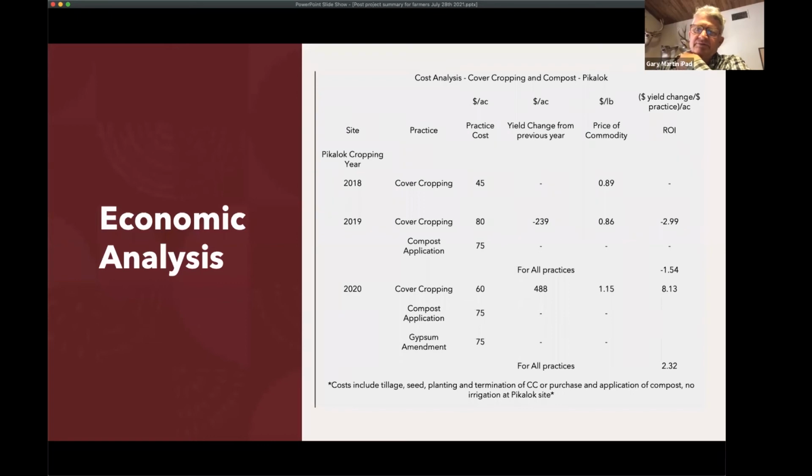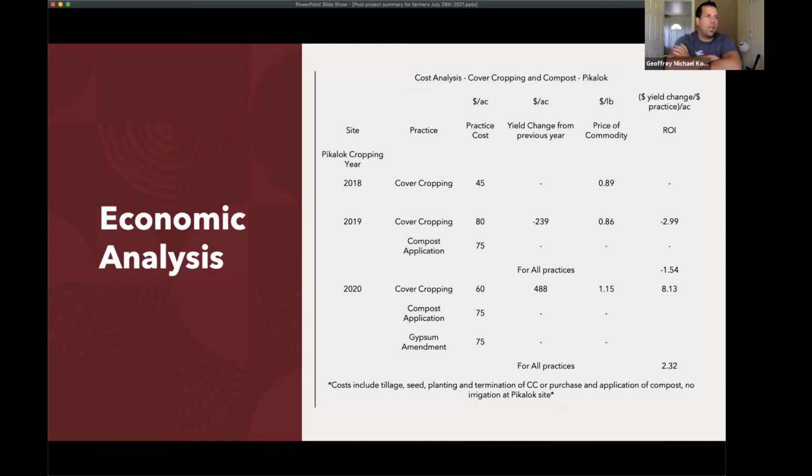My take, and I've not been shy about this, is that in a system where water and timing of irrigation are factors, it's compost. Compost is a better investment because it's a sure thing. You know what you're getting when you're applying compost.